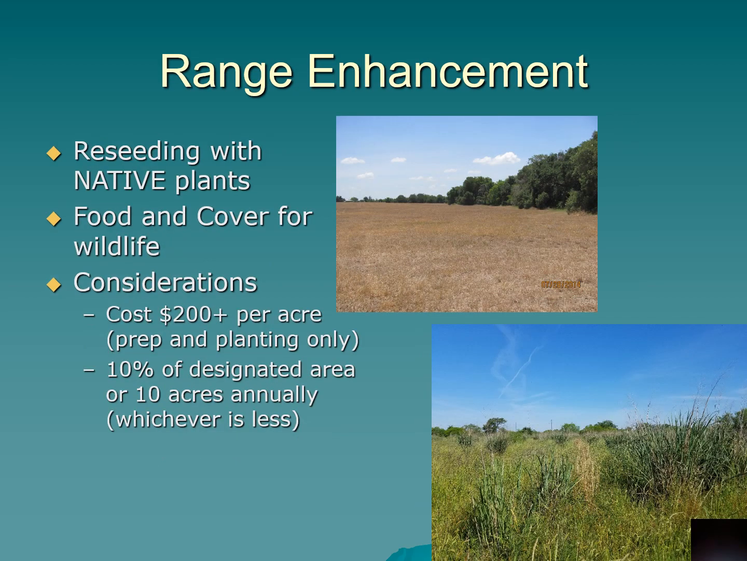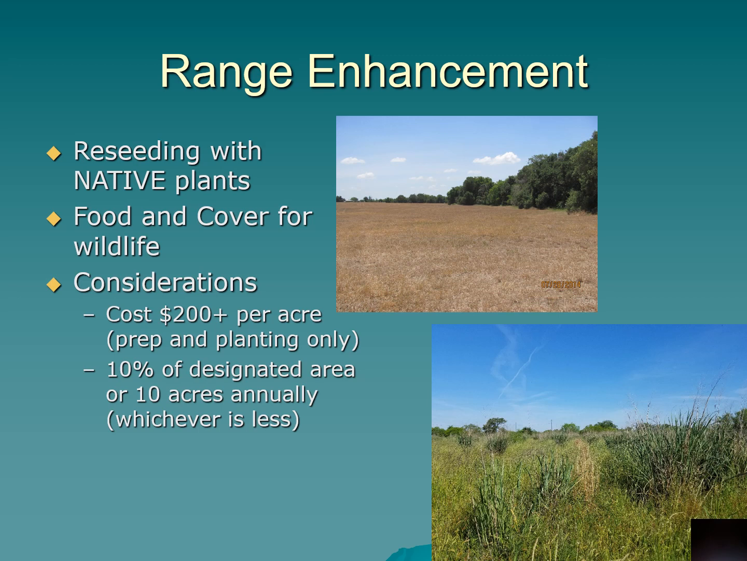Range enhancement is the establishment of native herbaceous plants into an existing pasture or hayfield situation. Oftentimes, this involves the removal of non-natives or exotic grasses such as Bermuda, Bahia, or several of the old world varieties of bluestem such as KR or Clayburg bluestem. This practice can be quite expensive, so guidance and assistance from a natural resource agency such as Texas Parks and Wildlife, Texas AgriLife, or the Natural Resources Conservation Service is encouraged.